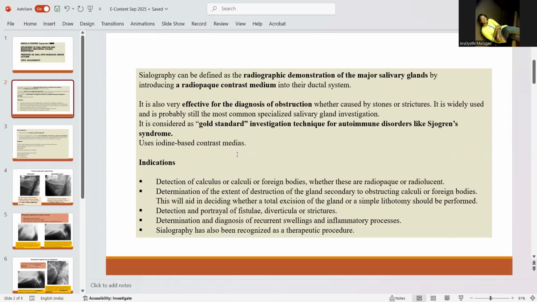Most of the contrast media used are iodine-based dyes. The major indication for sialography is to detect calculi or any foreign body which is either radiopaque or radiolucent, and to determine the extent of the destruction of the gland due to any obstruction or presence of a calculus. It is also used in detection and portrayal of fistula, diverticula or any strictures, in the diagnosis of recurrent swelling and inflammatory processes, and sometimes sialography is used as a therapeutic procedure.